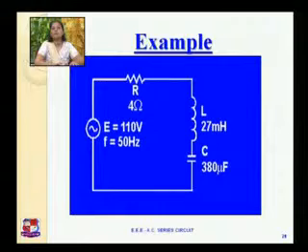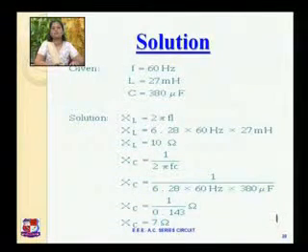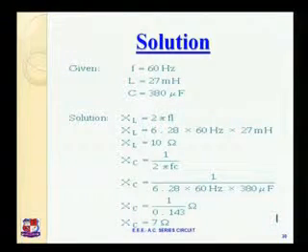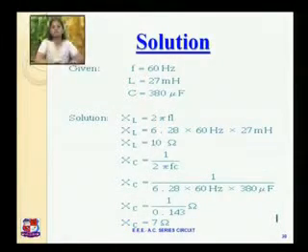So this is one of the RLC series circuit, and in this particular circuit you have to find the impedance and current passing through the circuit. So first of all you have to find the inductive reactance and capacitive reactance for a given circuit. So frequency is 60 hertz, value of L is equal to 27 millihenry, value of capacitor is equal to 380 microfarad.